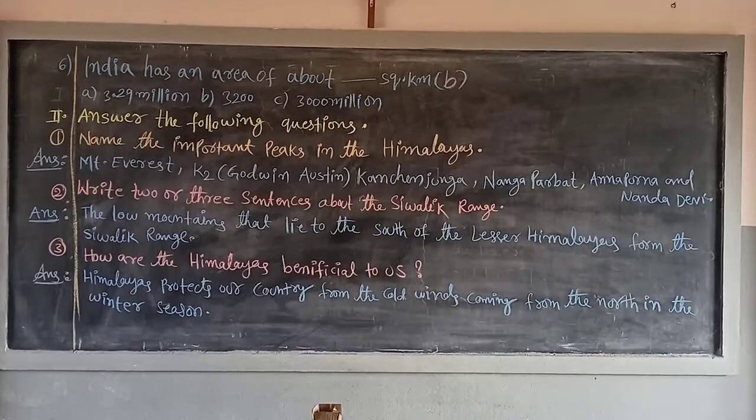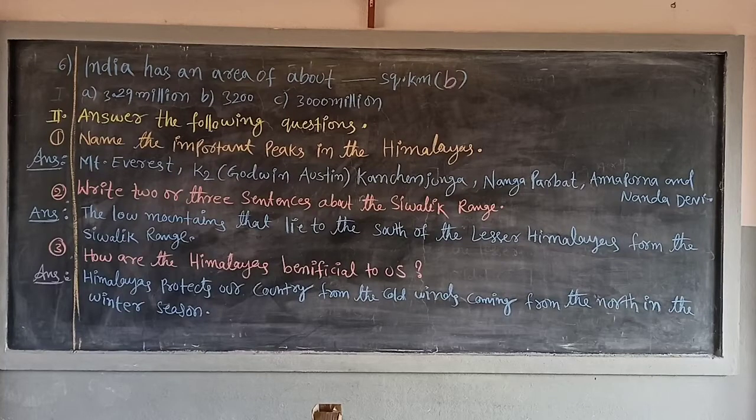Next, sixth question. India has an area of about dash square kilometers. A. 3.29 million, B. 3,200, C. 3,000 million. Answer is B. 3,200. Second bit is answer the following questions. First question, name the important peaks in the Himalayas. Answer: Mount Everest, K2, Godwin Austen, Kanchenjunga, Nanga Parbat, Annapurna and Nanda Devi.